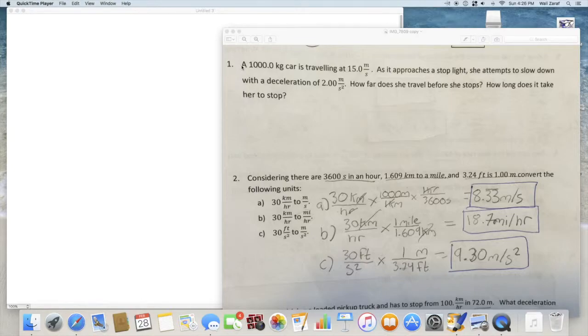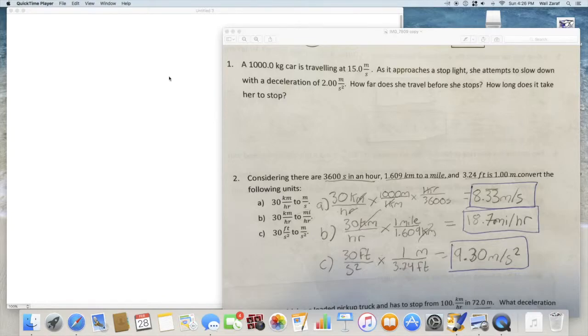So the question we're presented with is, a 1,000 kilogram car is traveling at 15 meters per second. As it approaches a stoplight, she attempts to slow down with a deceleration of 2 meters per second squared. How far does she travel before a stop, and how long does it take her to stop? Okay.